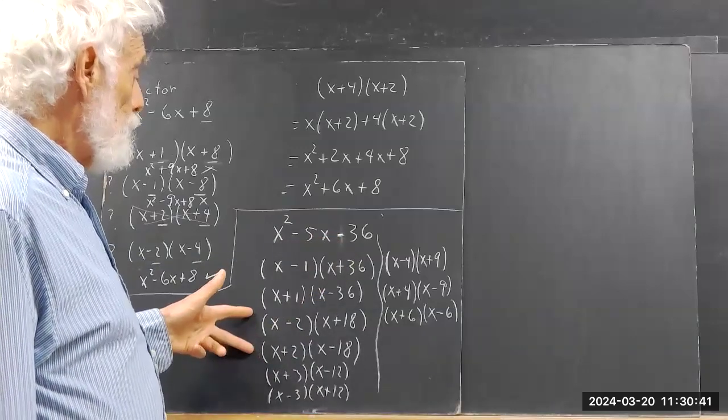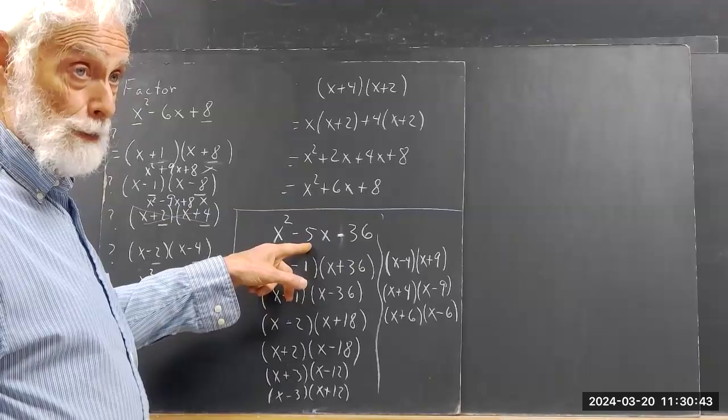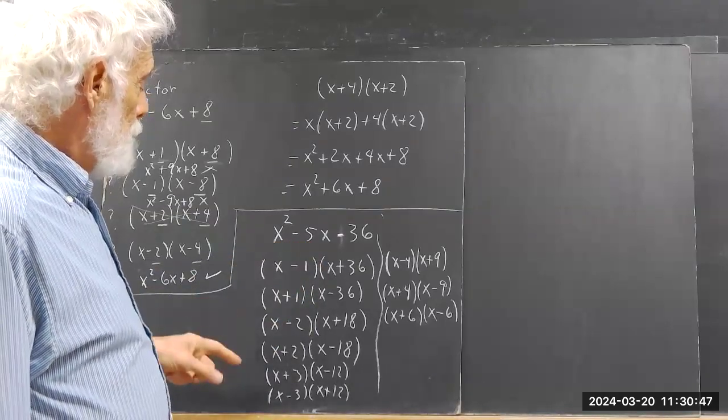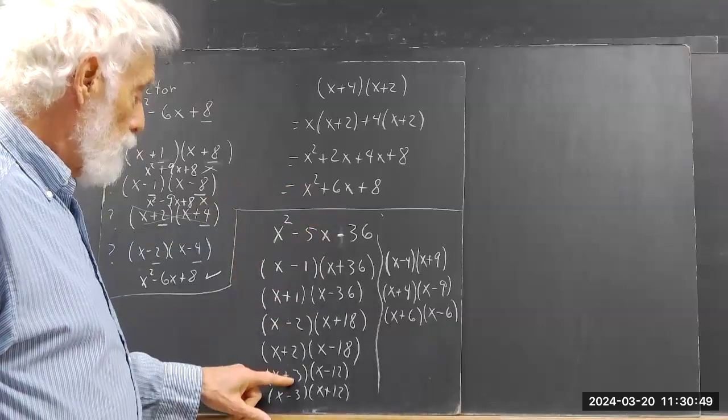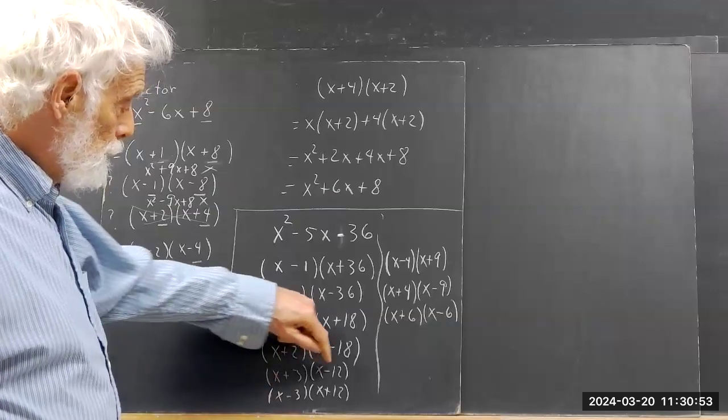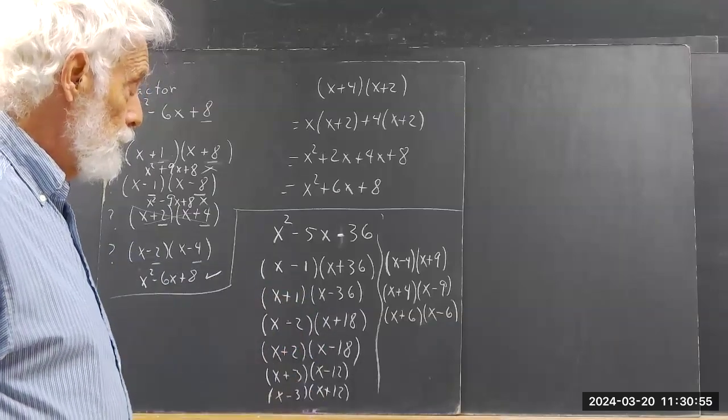It's pretty clear that neither one of these is going to give us a 5x, okay? Or negative 5x. Well, the next number that divides 36 is 3. 3 times 12 is 36. So we do plus 3 minus 12 or minus 3 plus 12.